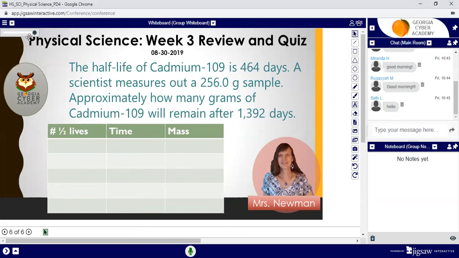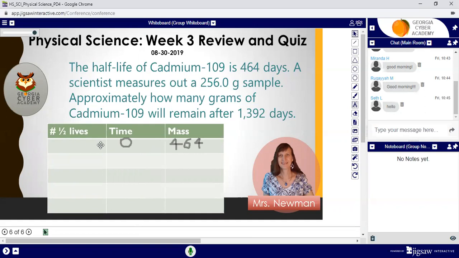Most of us preferred the table method, so we want to fill in our given information first. It says the half-life of cadmium-109 is 464 days. What column are we going to use with the 464 days? So what do days measure? Do they measure mass or do they measure time?